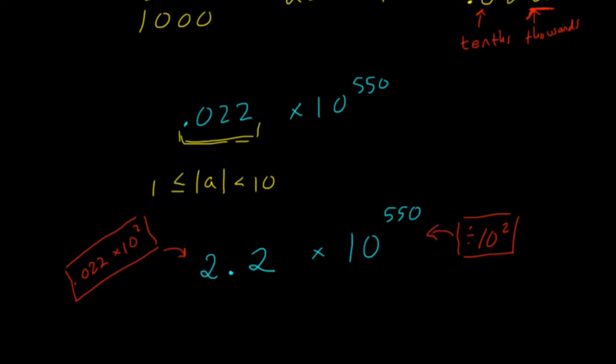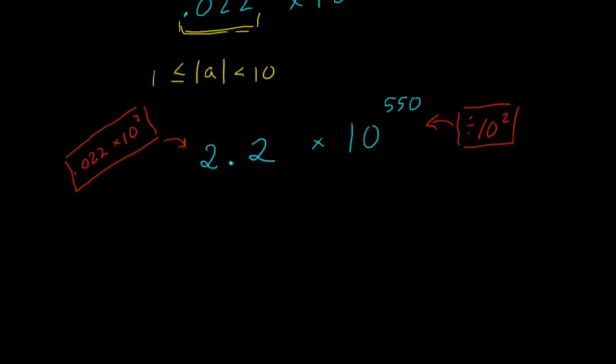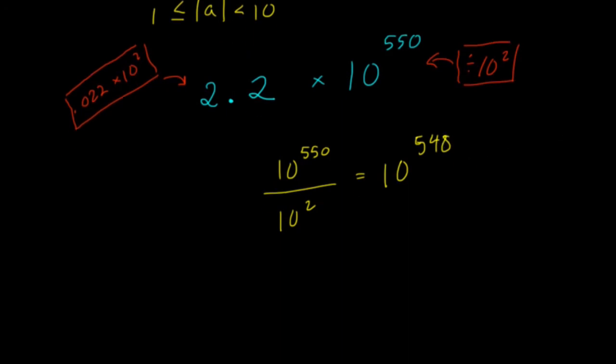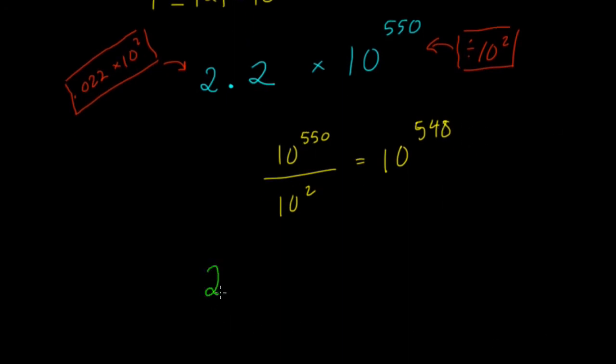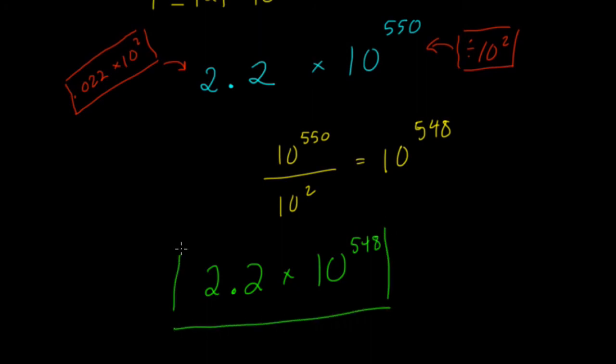To divide by 100, think of your laws of exponents, right? 10 to the 550th over 10 squared, we subtract our exponents. That would be 10 to the 500, right? And 48th power. So altogether, when we write this all out, we get 2.2 times 10 to the 548th power. All right, hope this helped.